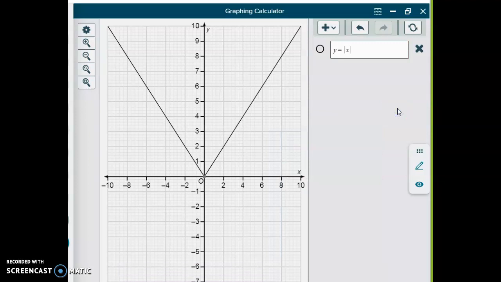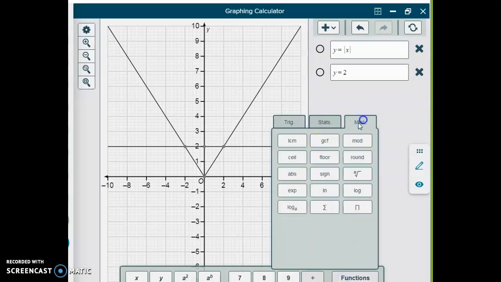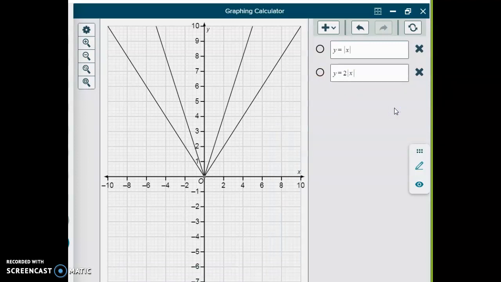Now I'm going to show you what's happening when I multiply this function by 2. Y equals 2 times absolute x. So now let's look at it. What's happening to this absolute x? What do you observe in this graph? It got smaller, right? It's shrinking like that. So that's one thing.